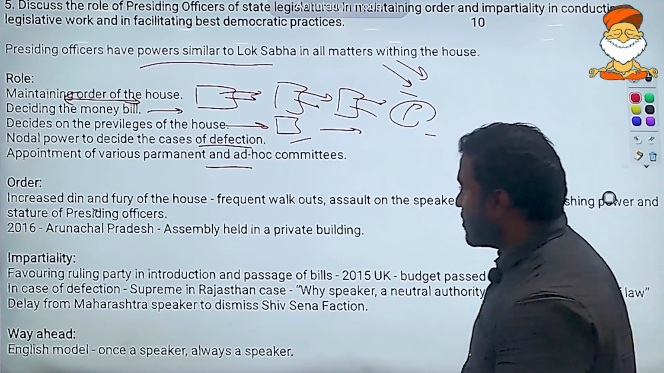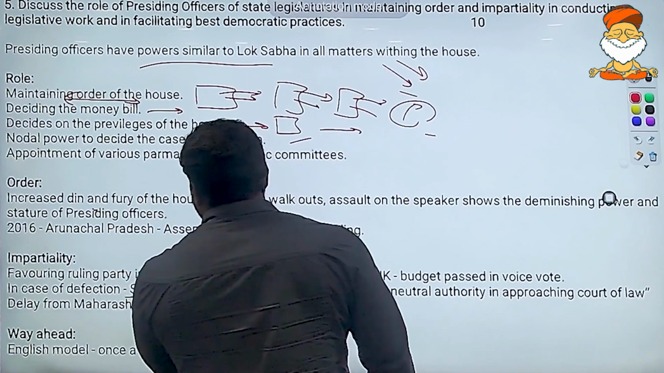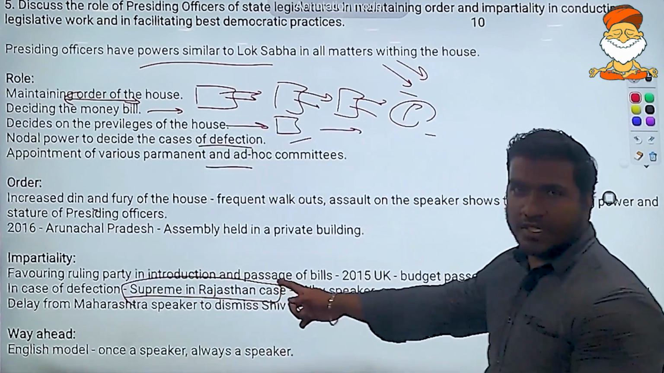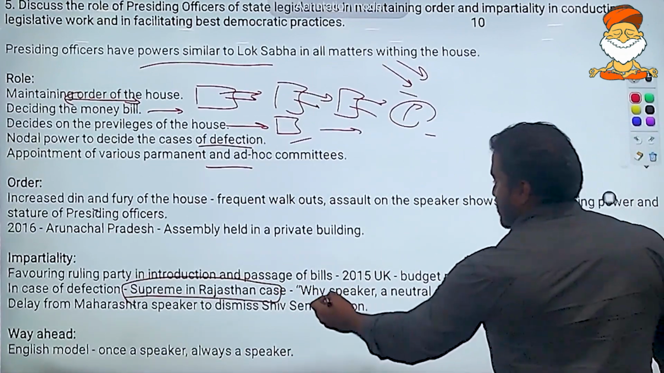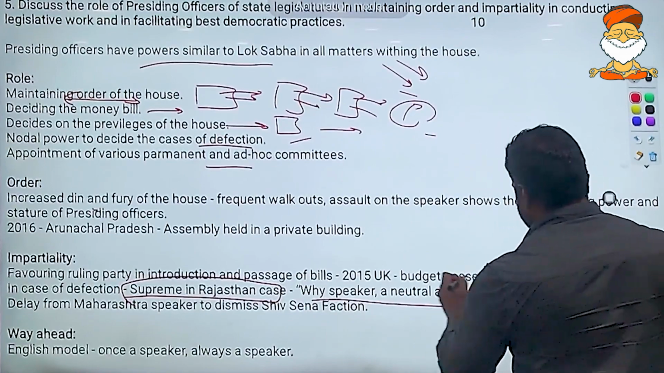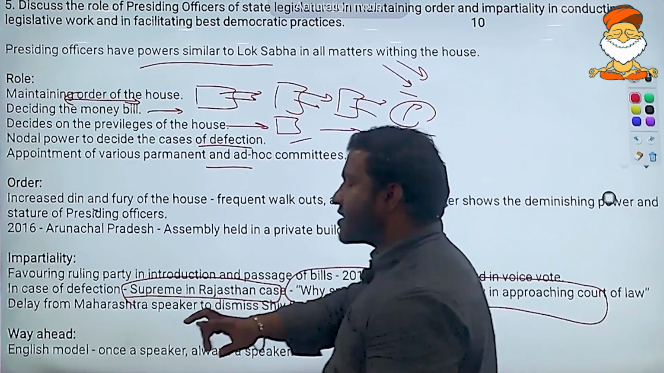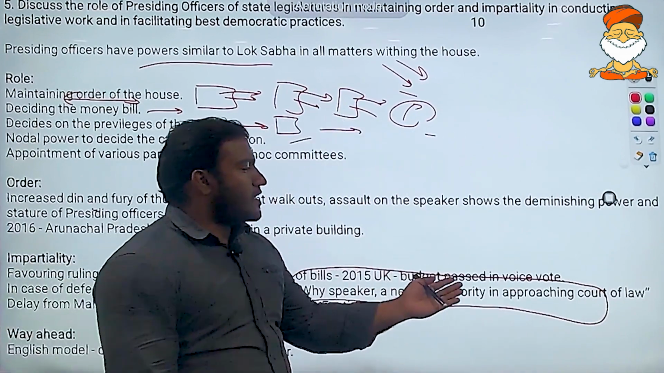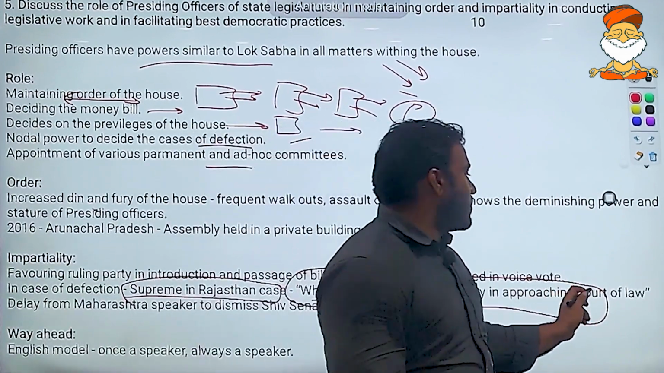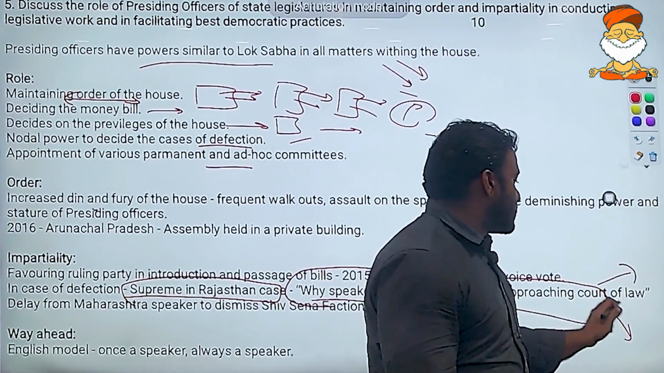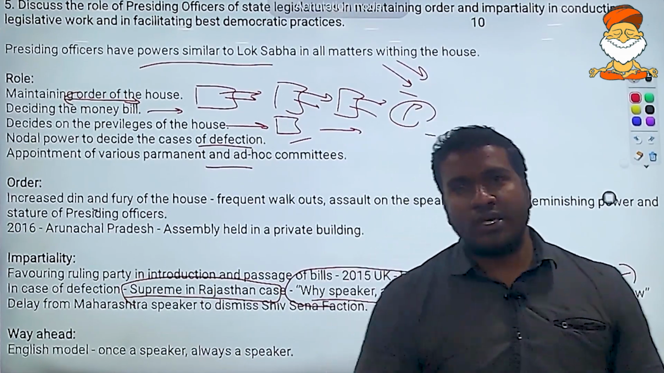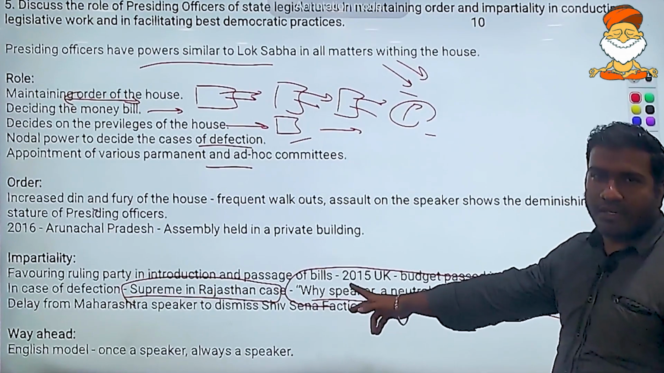Then, in case of defection, friends, in the Rajasthan case, Ashok Gehlot versus Sachin Pilot, why is the speaker, a neutral authority, approaching the court? This is what the Supreme Court said. When the tussle was going on, the speaker, or the presiding officer, was running from pillar to post to seek justice. Why should the speaker do that? Let the parties who are in the tussle do that.